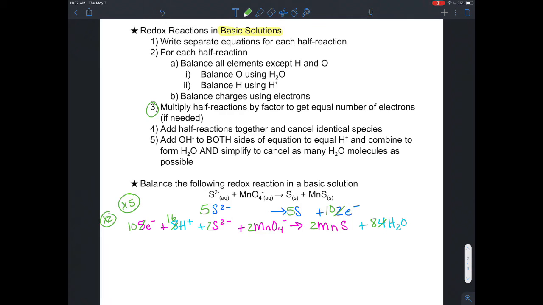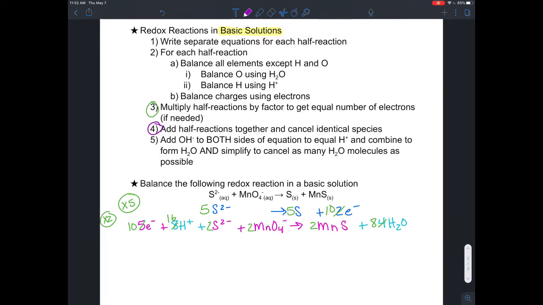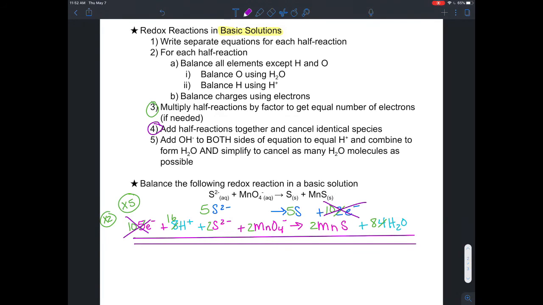But in a basic solution, we have to go through and do some extra stuff. So what I'm going to do is add these up where they are right now. I'm going to do step 4 here. I'm going to add my half reactions together and cancel out anything that I see on both sides. So we're going to see those electrons cancel.